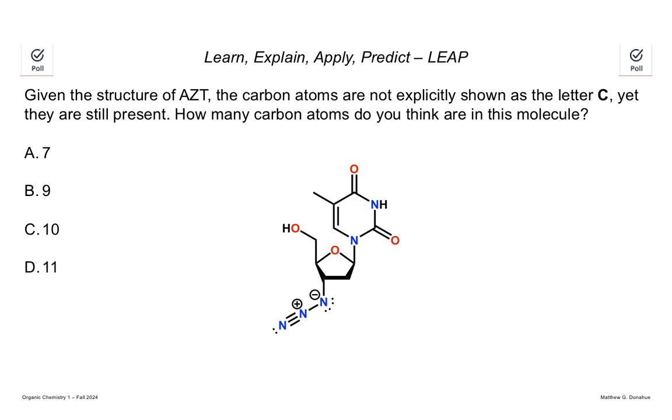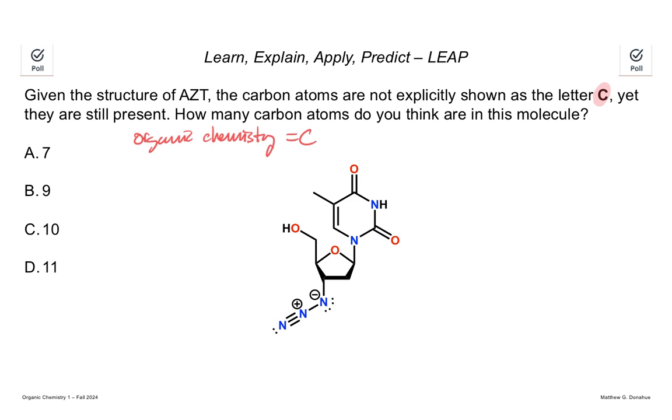The carbon atoms are not explicitly drawn as the letter C. So again, from the periodic table, that's how carbon is represented as C, but they're still present. How many carbon atoms do you think are in this molecule? Again, organic chemistry is the study of carbon, but we see there are no explicitly drawn carbon atoms here. Really, that's meant for just a time element, so it's easier to represent carbon in a different way.